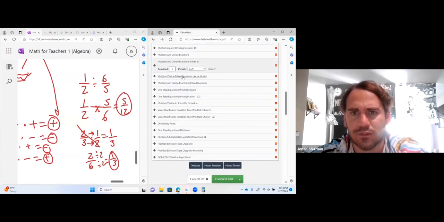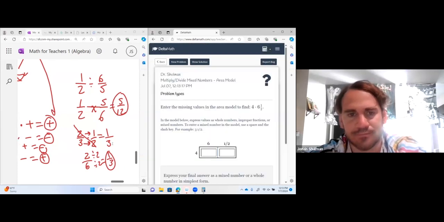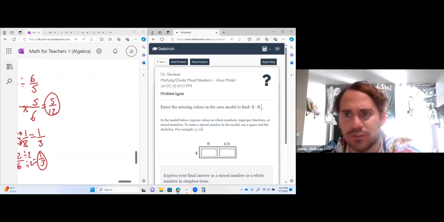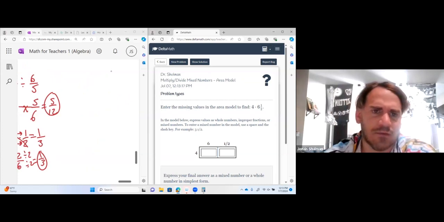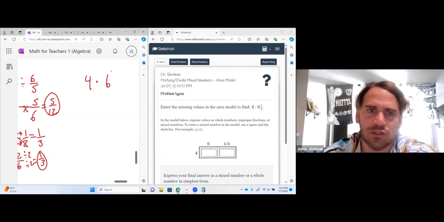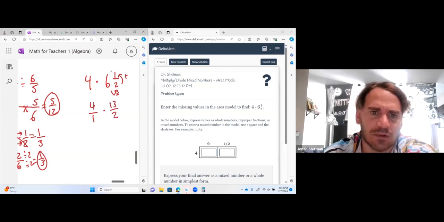Okay, so let's do the area model again. All right, so here's the area model. Enter the missing values to find 4 times 6/2. So I usually use this way to do it. I multiply the bottom, I add the top. So I have 4/1 times 13/2, and I would cancel this. So our answer should be 26. That's the way I do it.